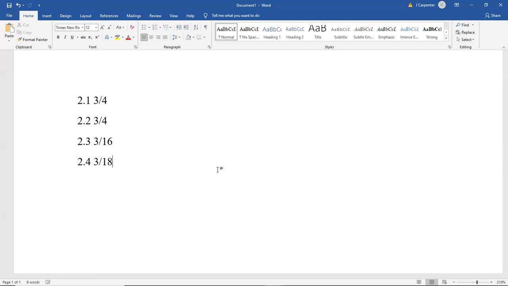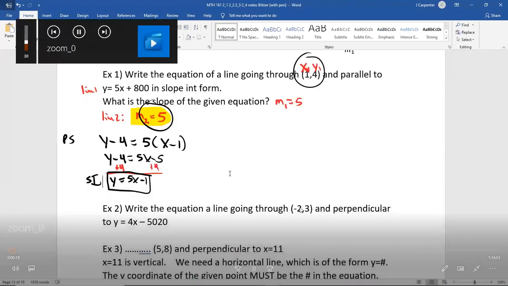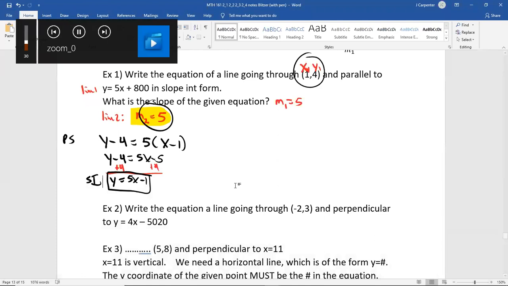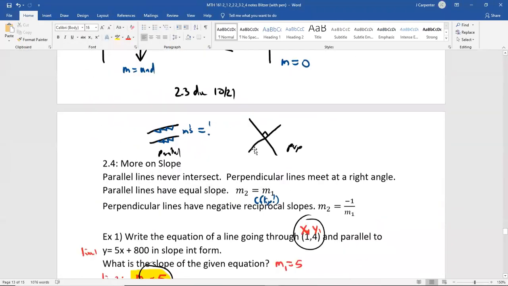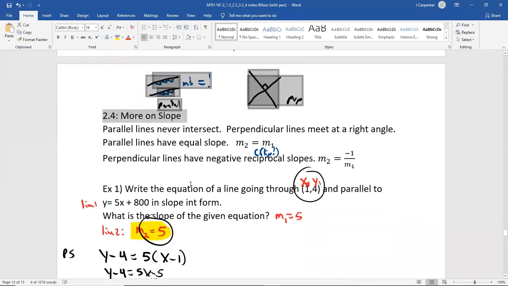But with that being said, we're going to pick up where we left off in 2.4. Last time we had done the first example, so we're going to do the second example and then get into some other stuff.